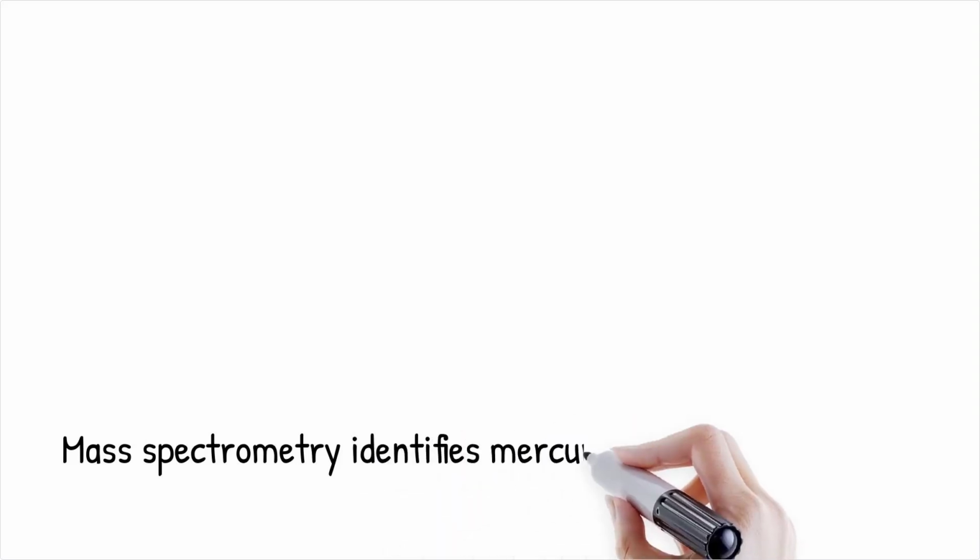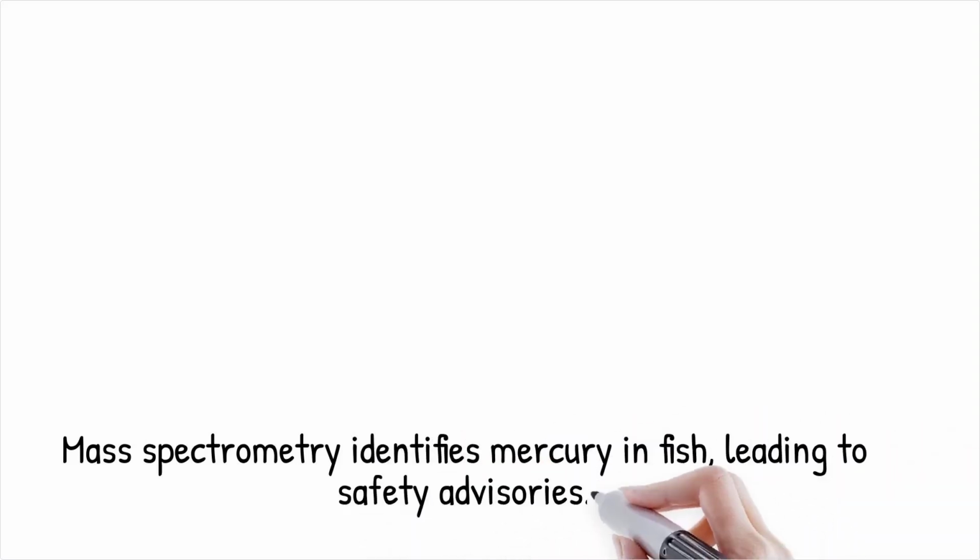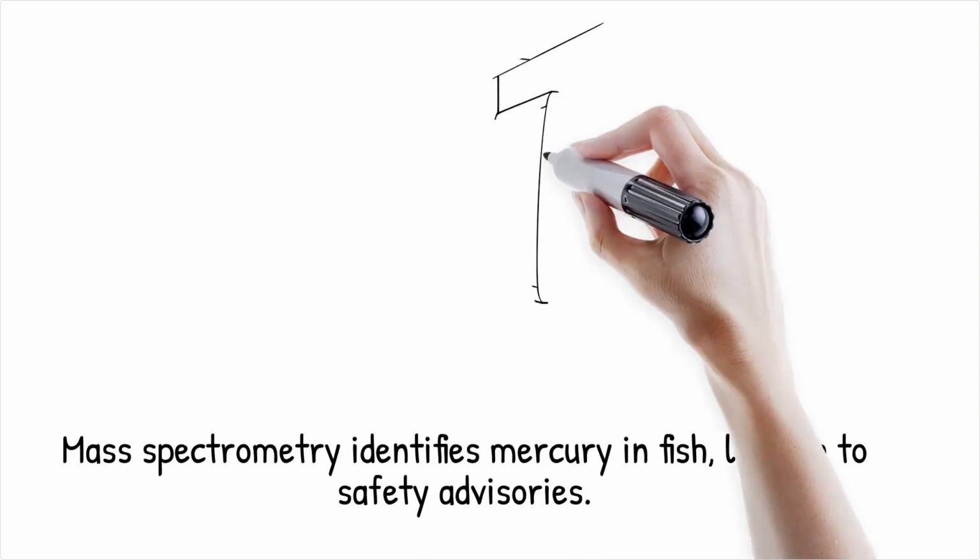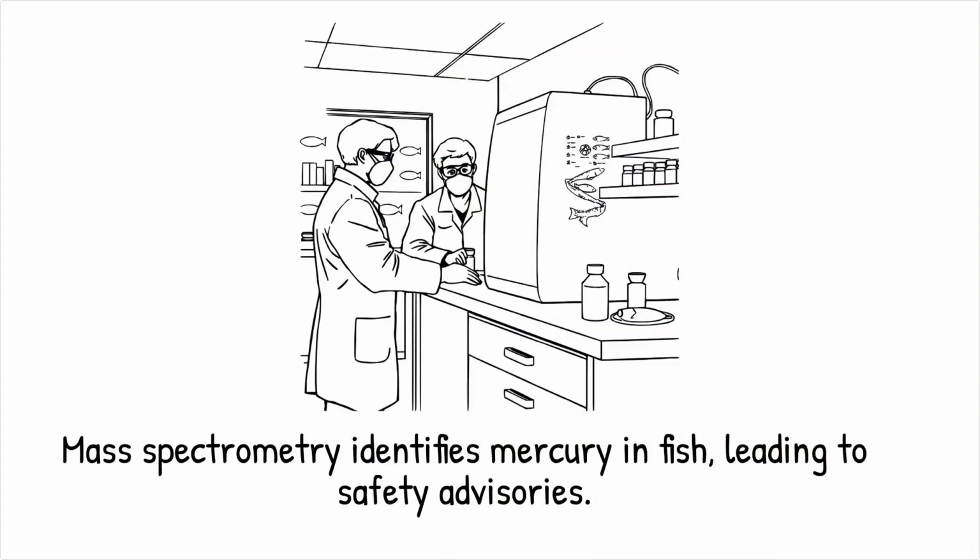Example: mass spectrometry identified mercury contamination in fish, helping authorities issue consumption advisories. Analogy: mass spectrometry is like a health inspector for the environment and food, spotting dangers invisible to the naked eye.